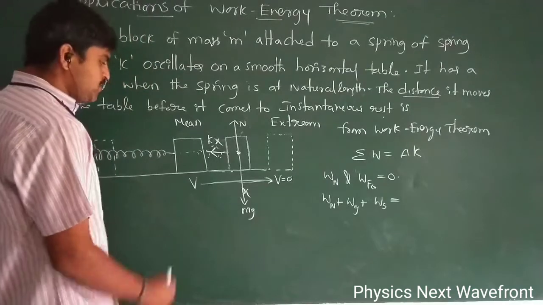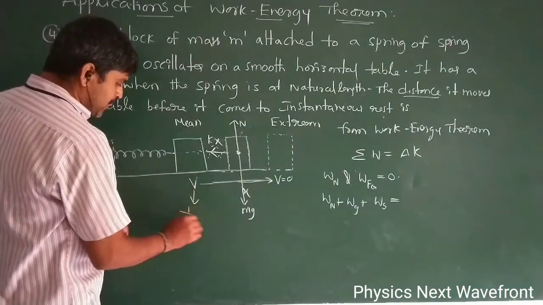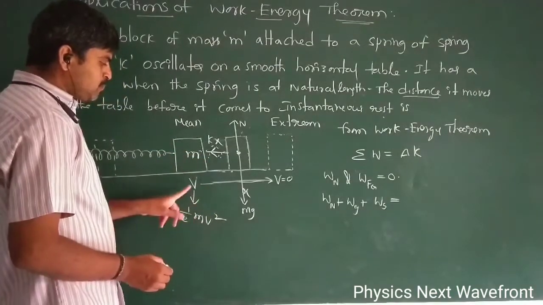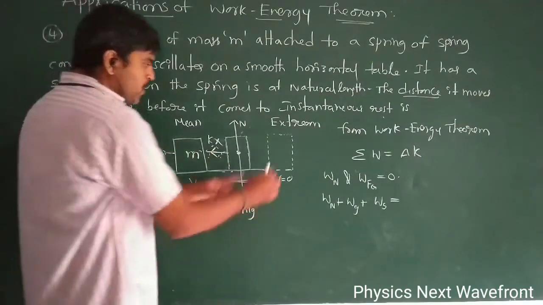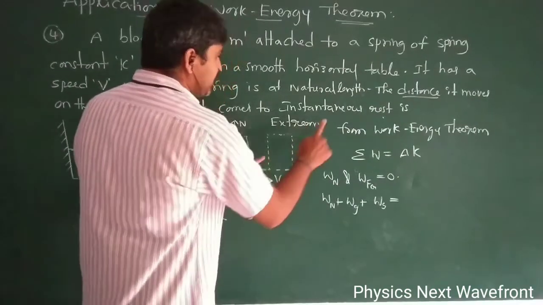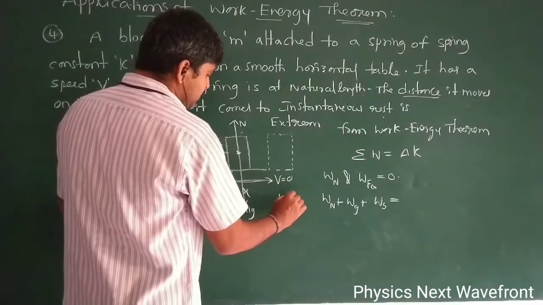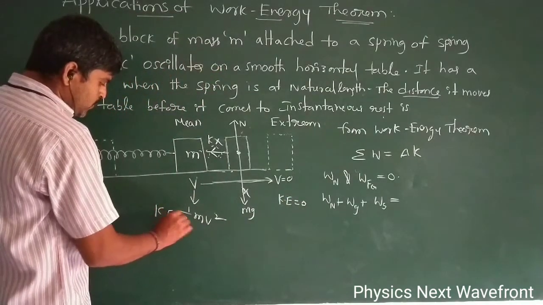Change in kinetic energy means, whenever the block is at the mean position, what is the energy? That energy is nothing but half mv square, where the mass of the block is m and the velocity is v. Whenever the block is at the extreme position, it is instantaneously at rest, meaning velocity is 0, so the kinetic energy is 0.